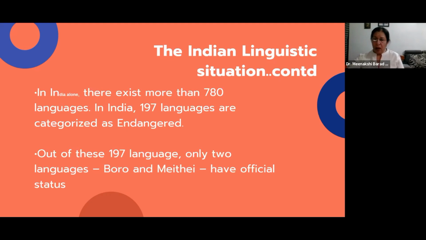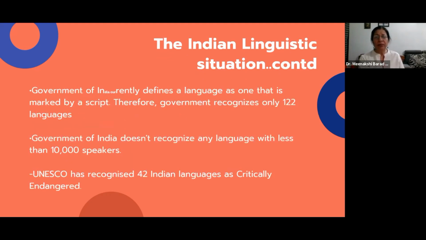Let's see the reasons here. The government of India currently defines a language as one that is marked by a script. Therefore, the government recognizes only 122 languages. But in reality, there are many, many more. It is very difficult to make that distinction between a language and a dialect, and therefore we have lost out on the numbers. The government of India also doesn't recognize any language with less than 10,000 speakers.